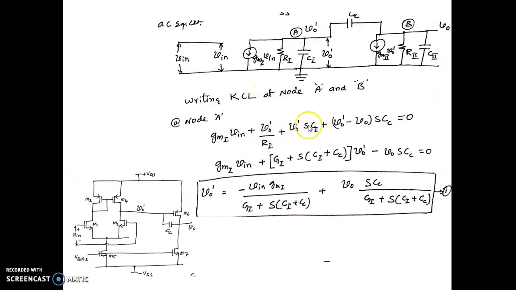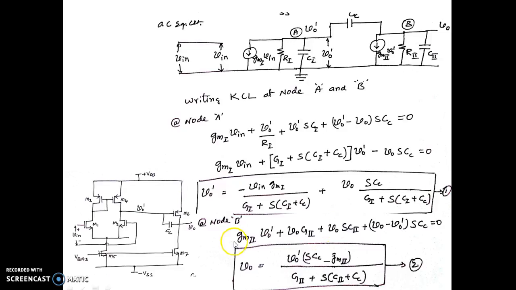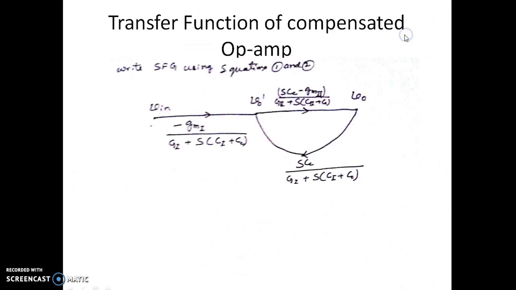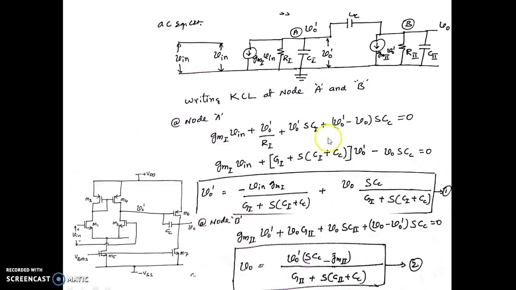So by rearranging the terms containing V in, V0 dash, and V0, we can actually write the expression for V0 dash as given by this particular expression. So let us name it as equation number 1. Similarly, we write the KCL at node B. So at node B also we have current due to this current source GM into V0 dash, which is one current, plus one more current which is flowing here. Here I am directly writing it as V0 divided by R2.